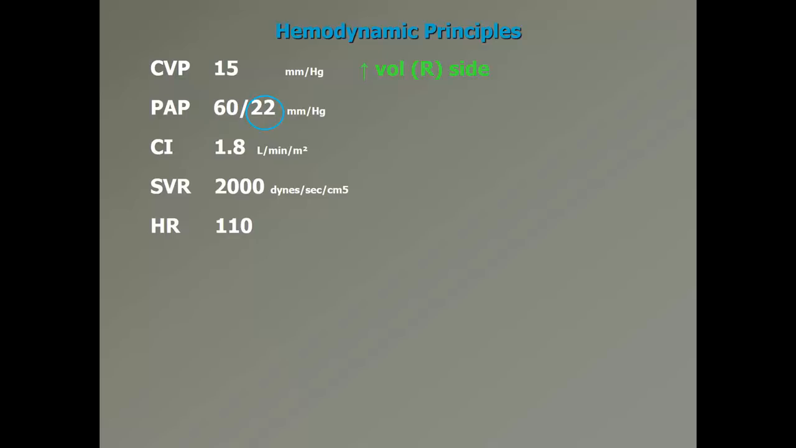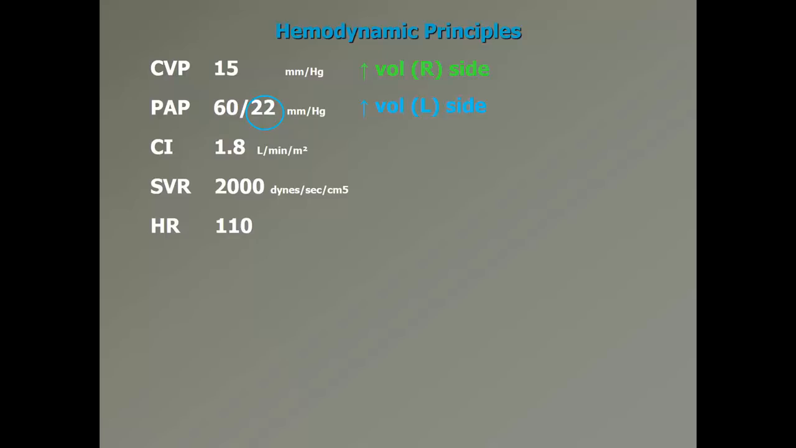We see that it's 22. Normal is 4 to 12. The volume is high because the pressure is high. The volume should be 4 to 12, or the PAD should be 4 to 12. It is 22. Therefore, the pressure is high, and therefore the volume is high, because pressure equals volume. So the volume on the left side of the heart is high.